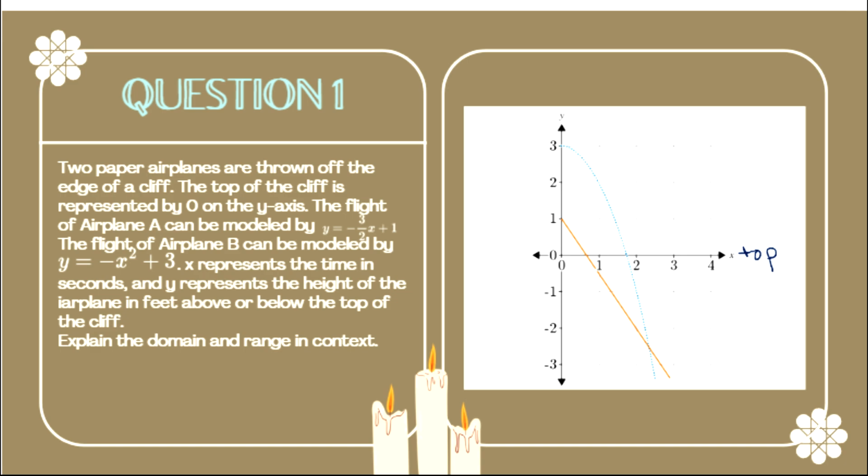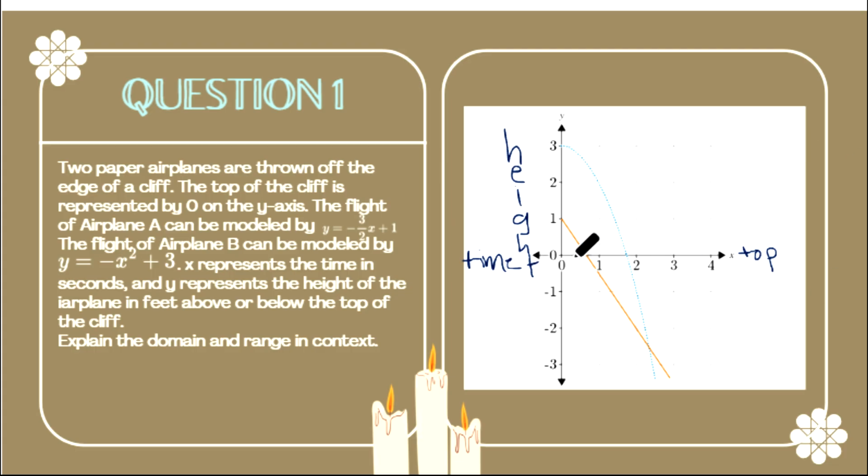X represents the time in seconds, so this is time, and y represents the height of the airplane in feet above or below the top of the cliff. So this is height, okay? I'm getting to really hate the word height. It looks so wrong. Explain the domain and range in context.